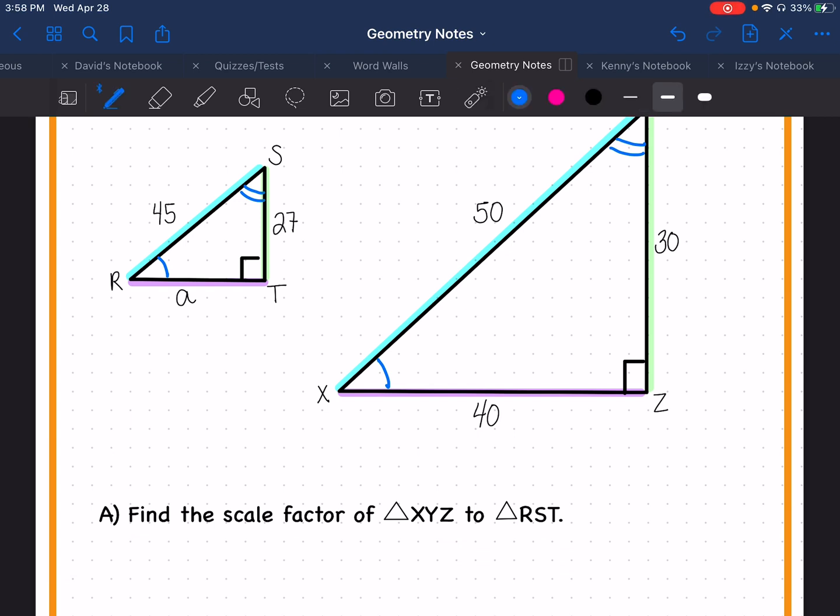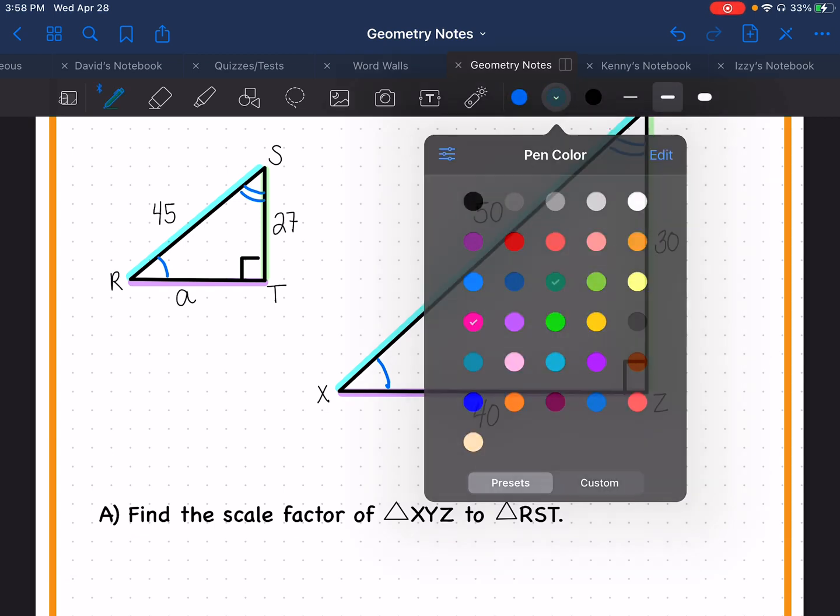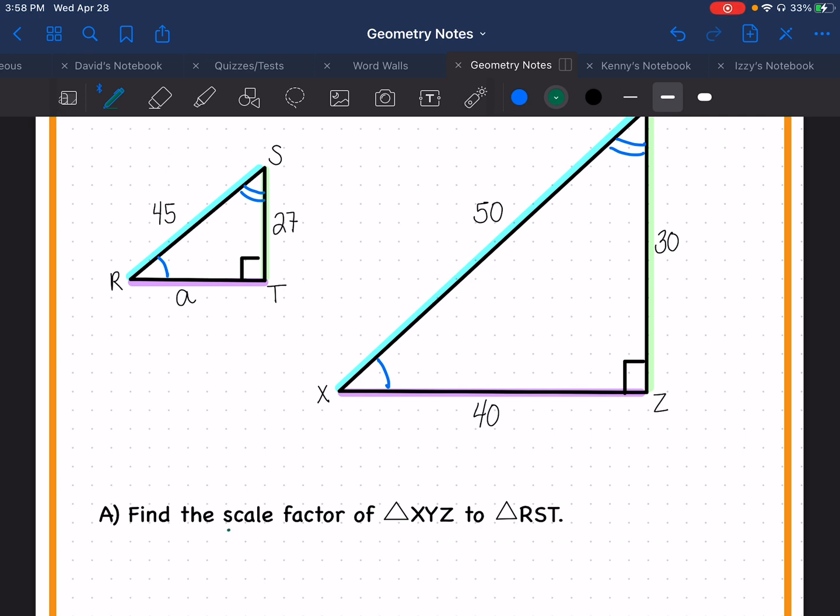And remember, this sentence is going to help me as to which one goes where. So let's talk about that one more time. Let me grab my green. Find the scale factor of, remember, and now it's going to tell me how to find the scale factor. Find that word "to." I like to circle it. And this is your division bar. Here is your numerator. Here is your denominator.